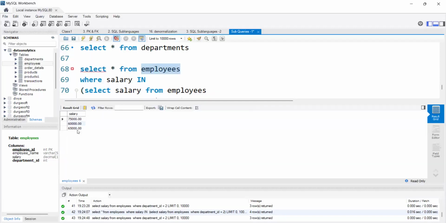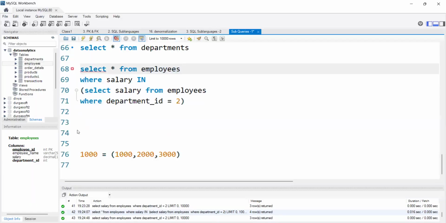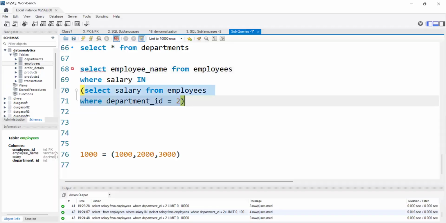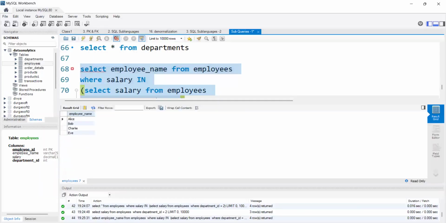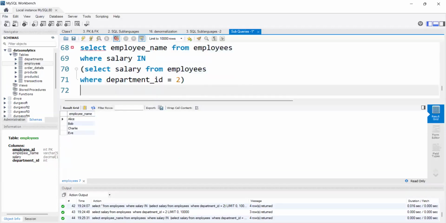Basically here there is no need to display the asterisk, as someone said previously. I can directly display the employee name. I can directly write it as select employee name from employees where salary in, and this one. Let me execute this. These are all the employees who are getting the same salary as the employees who are in department ID 2. Okay, am I clear?